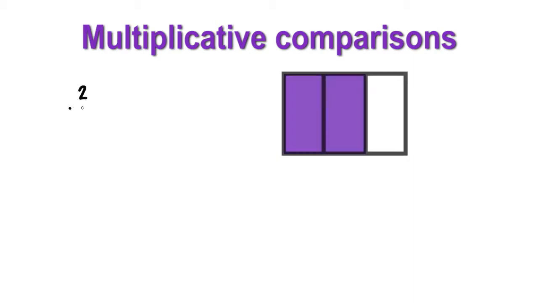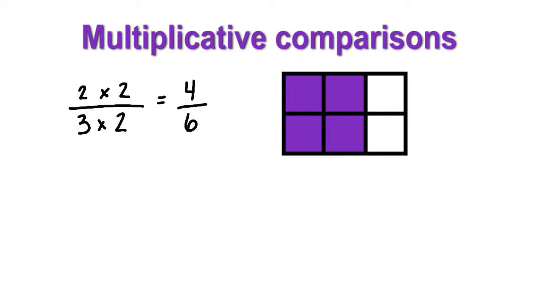Students have learned about multiplicative comparisons in fifth grade when creating equivalent fractions. For example, let's look at 2/3. The numerator and denominator of 2/3 can be multiplied by 2 to generate an equivalent fraction of 4/6.